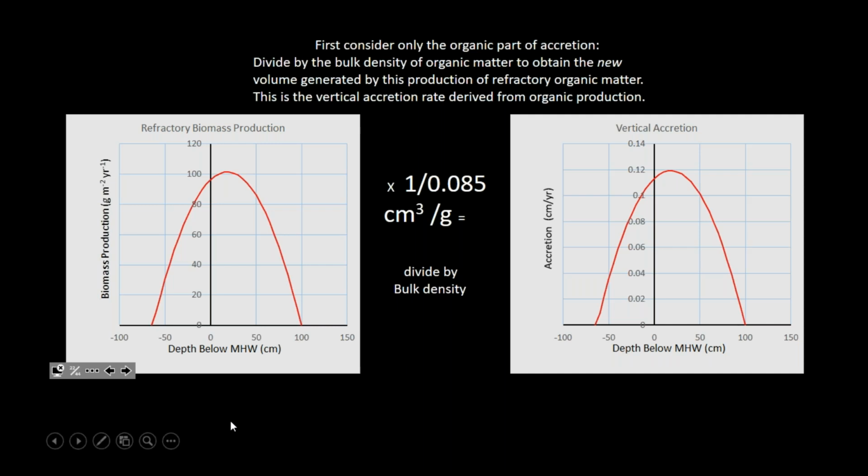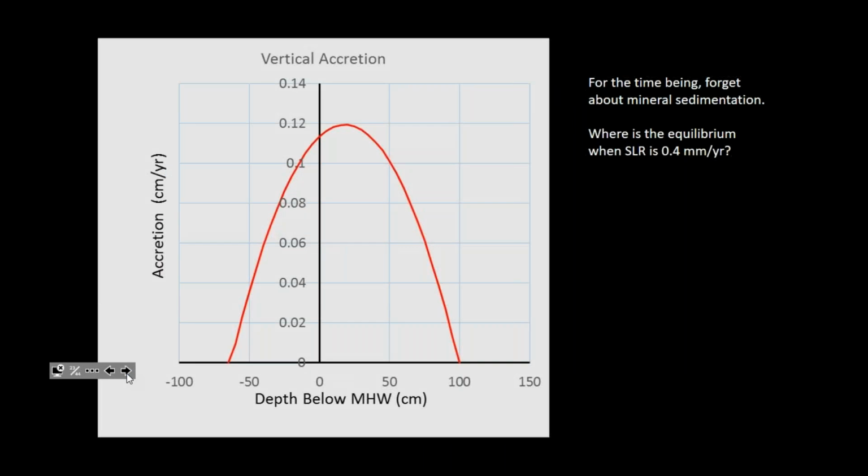So if you have a curve that looks like this, of refractory production, you can divide by the self-packing density. You can calculate what the accretion rate then would look like given this level of refractory production as a function of depth below mean high water. Okay, now here's mean high water right here, and this is deep, and this is above mean high water. These plants will go about 30 centimeters or so above mean high water, and they'll go about 10 centimeters below mean sea level. That's kind of their range.